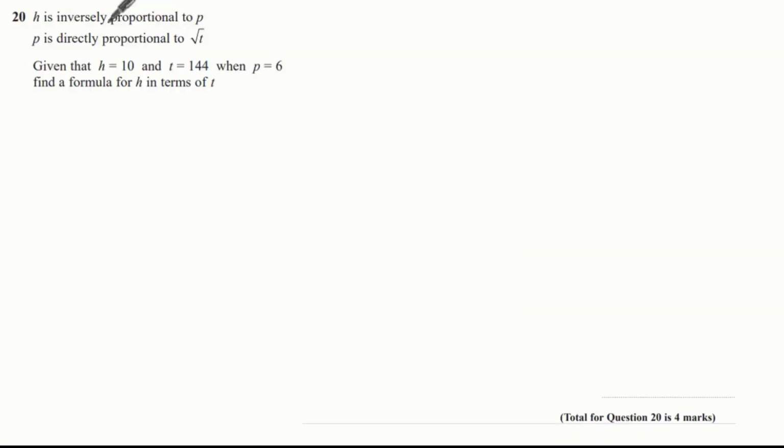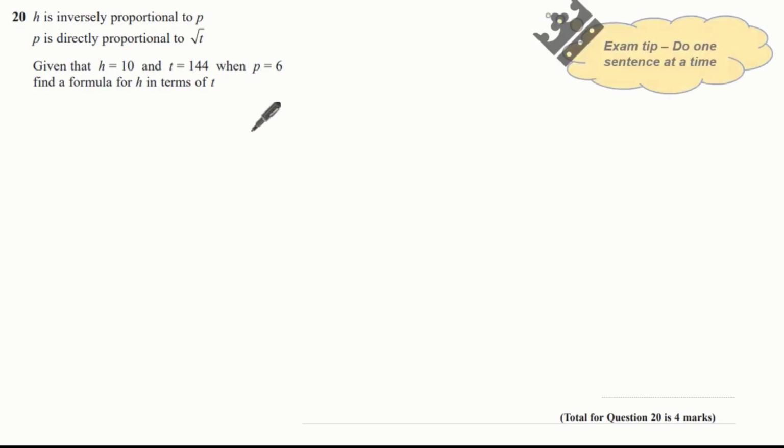Question 20 says h is inversely proportional to p and p is directly proportional to root t. Given that h equals 10 and t equals 144 when p equals 6, we're asked to find the formula for h in terms of t. Now, just like before, a nice little tip is simply to do one sentence at a time. So let's have a look at this first sentence.